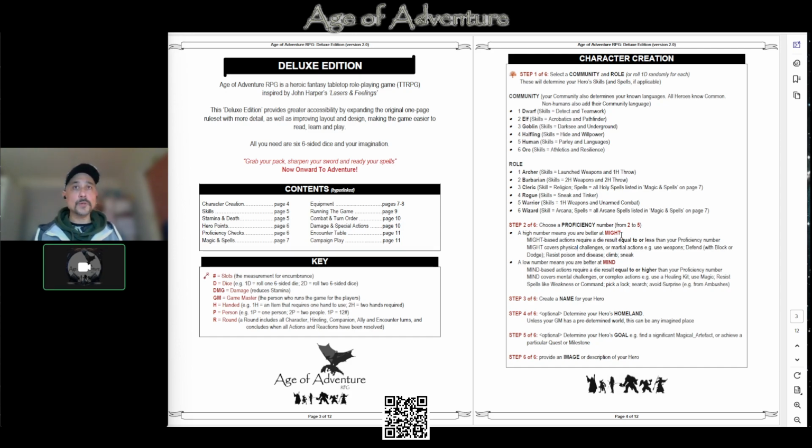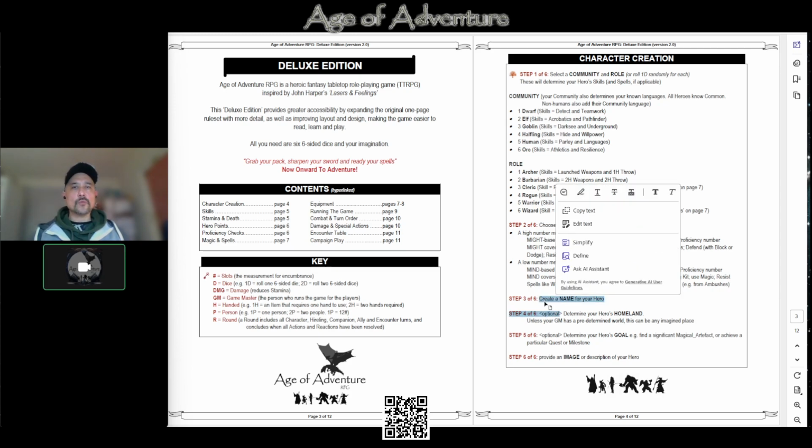So we'll do an example. Say you are an elf archer and you have a proficiency of 4. To fire an arrow would be a might-based action, so you'd have to roll equal or less to 4. But to parlay or convince a tavern keeper, you would have to roll equal or higher, so 4 or higher. So you can see that the higher the number, the better you are at might-based actions, but the weaker you are at mind-based actions. And that's the beauty of Lasers and Feelings. You have one number between 2 and 5, and that pretty much can be used to cover all the actions in the game.